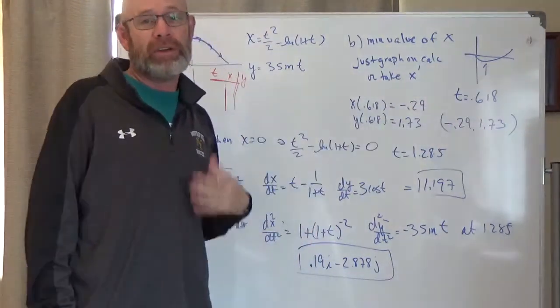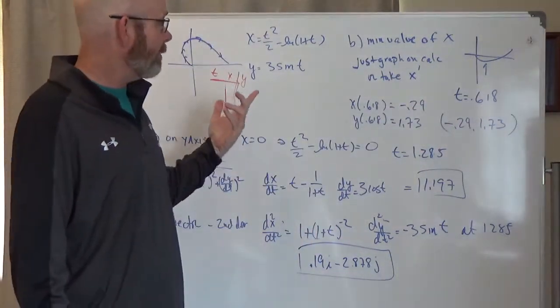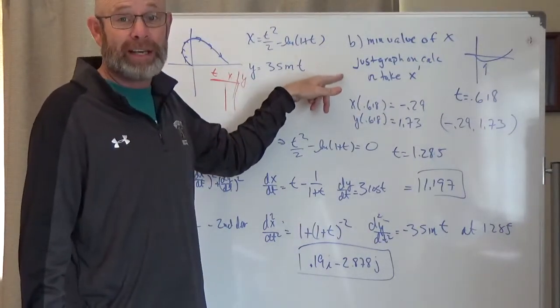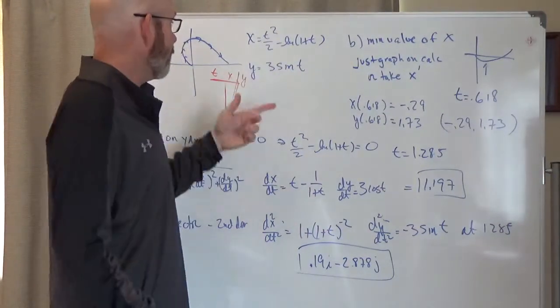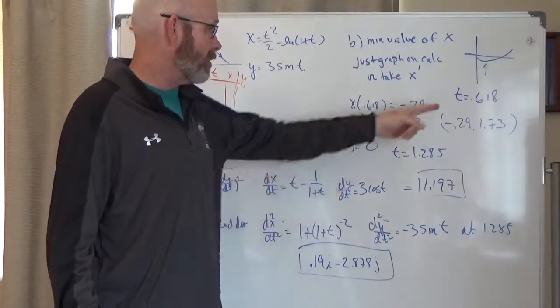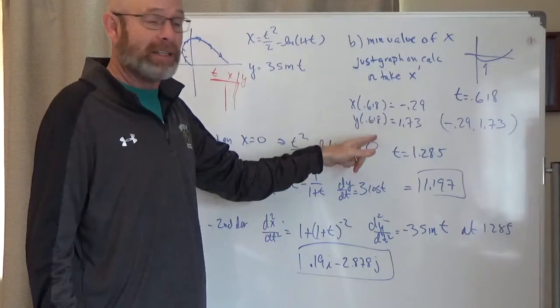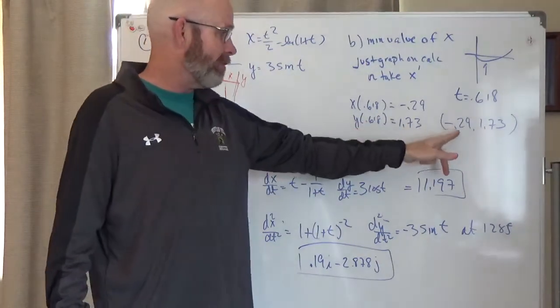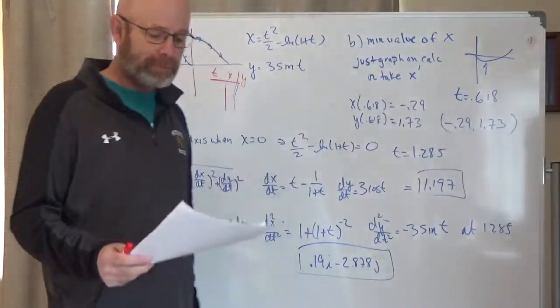Of course, the other way you can always find a minimum point is to take a derivative and set it equal to 0. Either way, I thought the calculator was a little bit easier. Then it asked where it was at that point, so I plugged 0.618 into x and 0.618 into y, and it's at negative 0.291, 73.